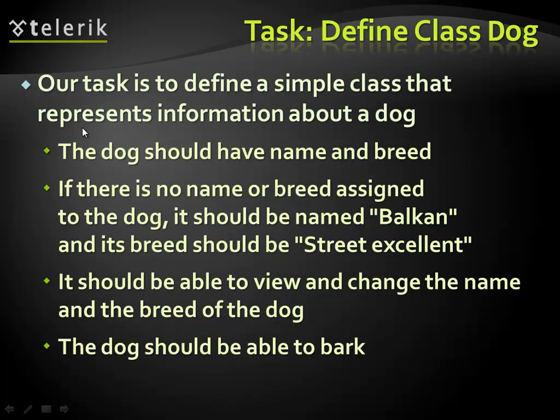So we're going to see an example class of a dog. Dog should have a name and breed. If there is no name or breed assigned to the dog, it should be named Balkan, and the breed should be Street Excellent. It should be able to view and change the name and breed of a dog. The dog should be able to bark.